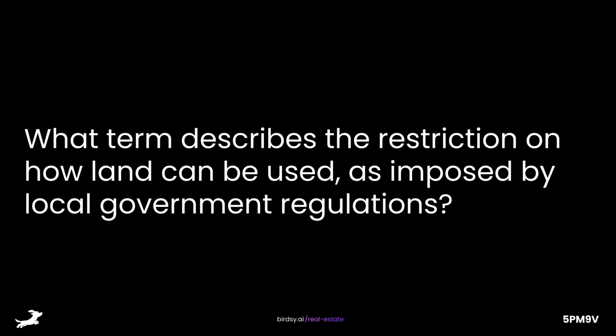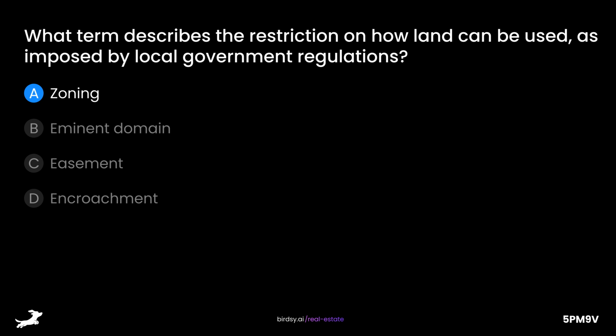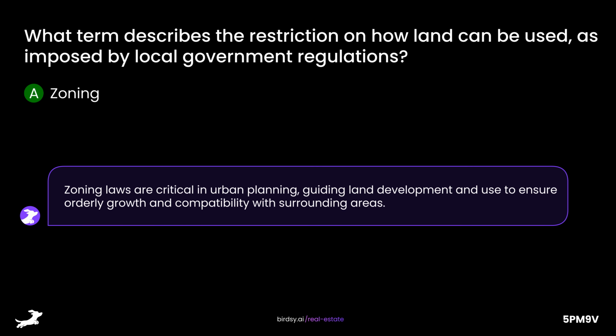What term describes the restriction on how land can be used as imposed by local government regulations? Is it A, zoning, B, eminent domain, C, easement, or D, encroachment? The answer is A, zoning. Zoning laws are critical in urban planning, guiding land development and use to ensure orderly growth and compatibility with surrounding areas.